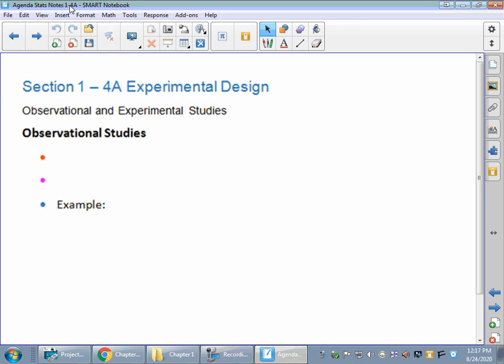Hi there, welcome to section 1.4. We're going to split this into two parts. So we're going to do 1.4a and talk about some experimental design, what a study could look like, and then we'll finish off with section 1.4b.